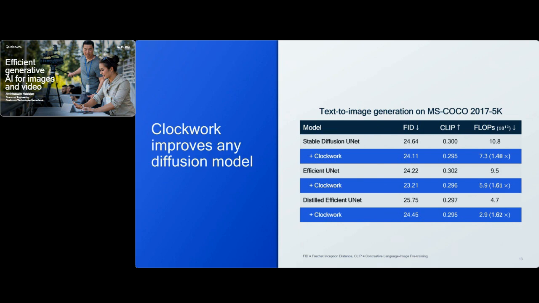And here we are seeing different UNets. The first row is a Stable Diffusion UNet, the typical version 1.5 UNet, and if you apply Clockwork on it, you get a 48% gain. This efficient UNet is an architectural optimization of the UNet that removes certain costly layers, like attentions in the shallow layers. We still see the same improvement. And the distilled efficient UNet performs both step distillation and guidance distillation, so it's a highly optimized model. Even on top of that, you still get a 62% FLOP reduction.